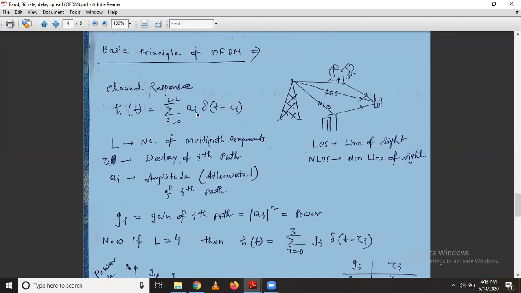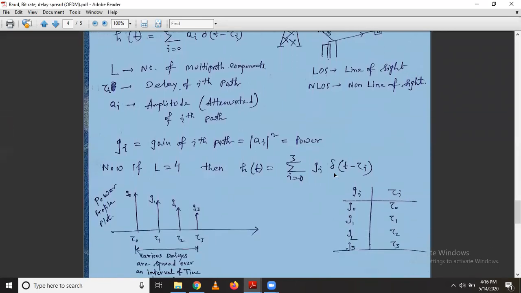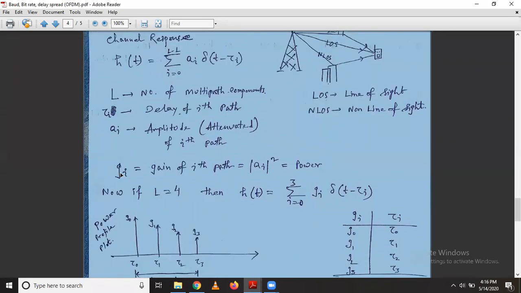This a_i is the attenuated amplitude. Attenuation means the amplitude is reduced a little due to channel noise. Attenuation is nothing but reduction of the amplitude of the original signal due to some channel noise. That is a_i, the attenuated amplitude. Now, what is the power or the gain of the signal? That is nothing but the amplitude squared, the mod of amplitude squared.